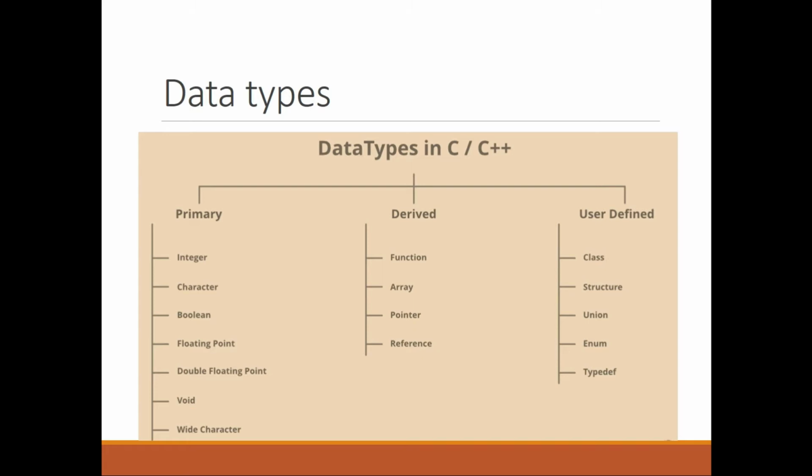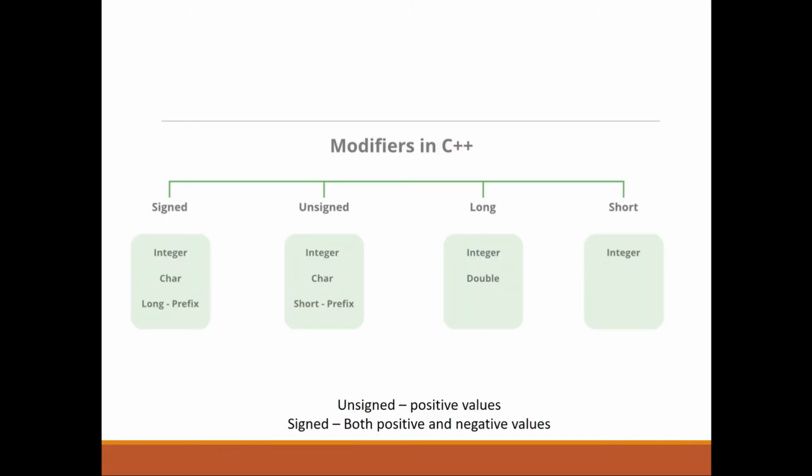When I say derived data types, you have functions, arrays, pointers. All those are derived data types. And what is a user defined data type? The user is going to define it using something. Such data types you call user defined data types. For example, you have classes, structures, union, enum. All those are user defined data types.